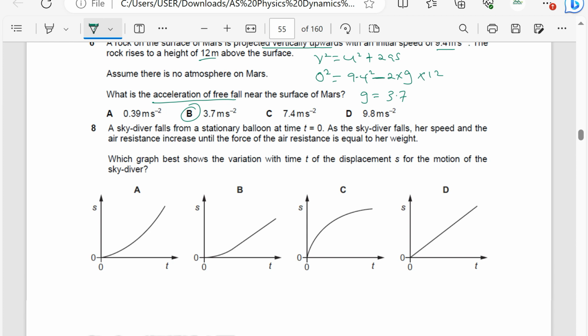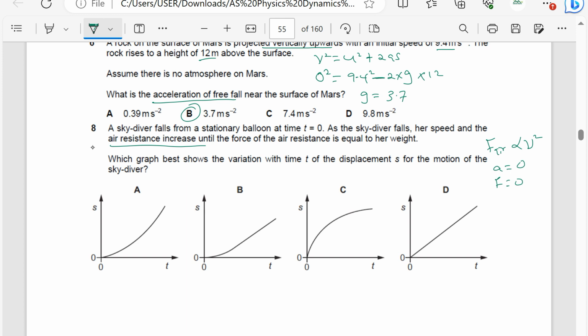A skydiver falls from a stationary balloon at time t equals 0. As the skydiver falls, her speed and air resistance increase. Remember, force due to air resistance is directly proportional to v squared, so that is a quadratic graph, until the force of the air resistance is equal to her weight. At that point, acceleration is going to be 0 because the resultant force will be 0. When the force of air resistance is equal to the weight, the resultant force is 0.